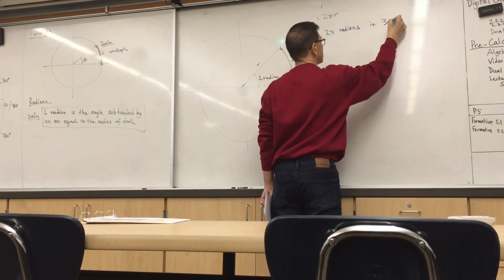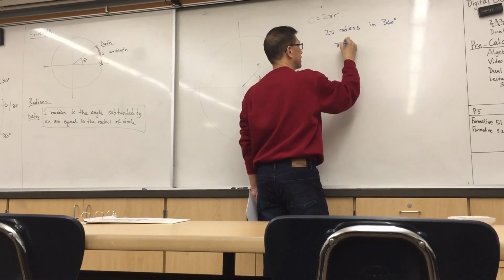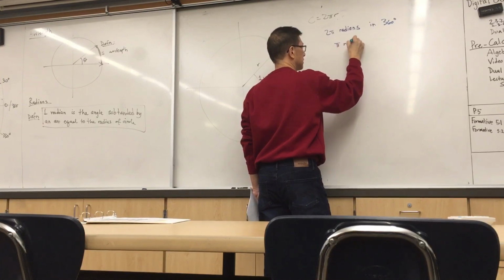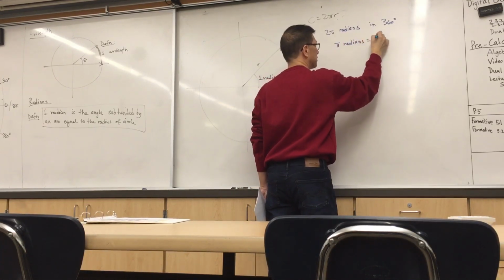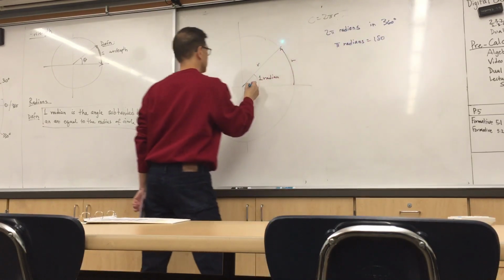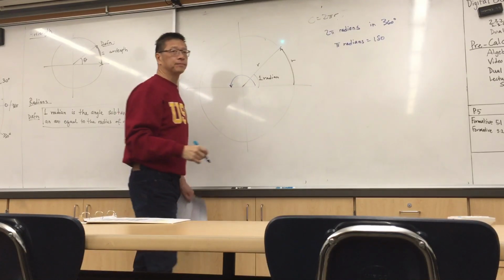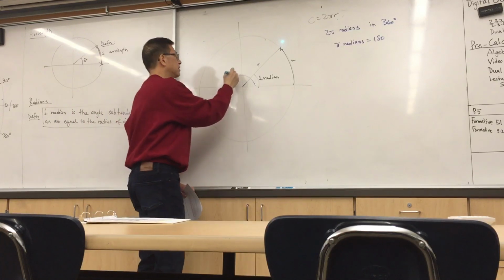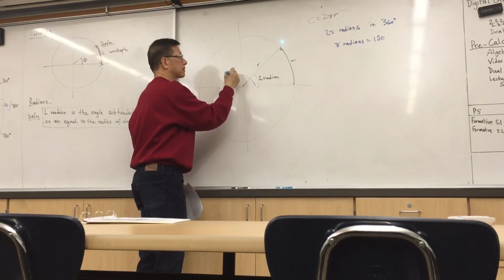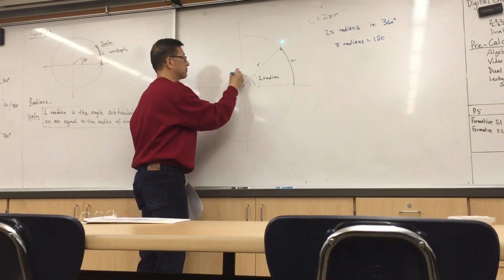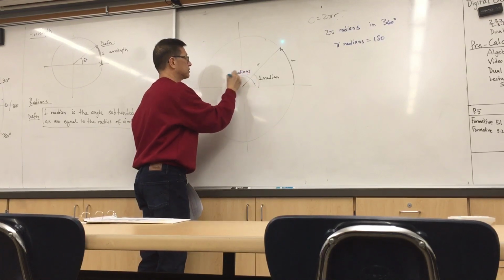So you have 2 pi radians in 360 degrees of a circle. So you have this ratio: pi radians is equal to 180 degrees. So 1 radian must be 180 divided by pi. So in half a circle you have pi radians.